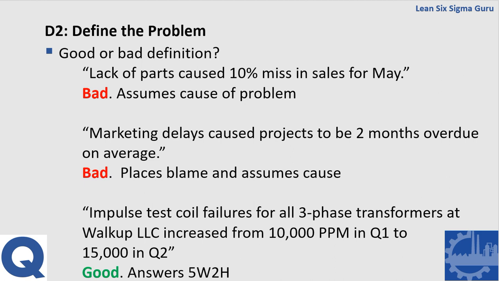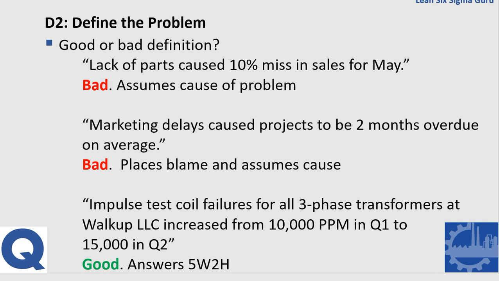Good or bad definition. If we take the example, lack of parts caused 10% miss in sales for May. This is bad. This assumes the cause of the problem in the statement. Lack of parts, they assume, is the problem causing the 10% miss in sales. Marketing delays cause projects to be 2 months overdue on average. This places blame and assumes the cause, that it's the marketing delays that cause the projects to be 2 months overdue. This is not an acceptable problem statement, problem definition. Impulse coil failures for all 3-phase transformers at Walkup LLC increased from 10,000 PM in Q1 to 15,000 in Q2. Okay, we could parse this and criticize it, but in general, it's a pretty good approach. It answers the 5W2H.